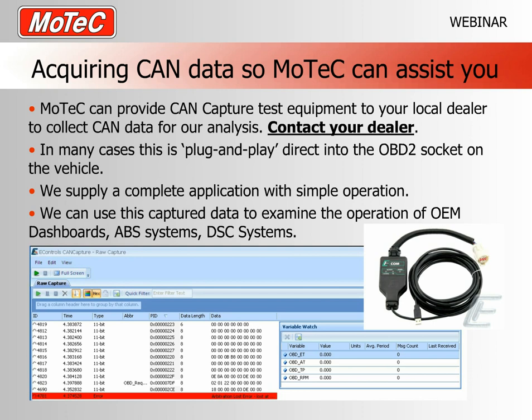So again, the point of this is that we can look at the original equipment CAN messaging for such things as engine computers, dashboards, ABS systems, stability control systems and such, and then we can devise Motek products which will interact with these OEM systems and work correctly and not bring up any fault codes and such.